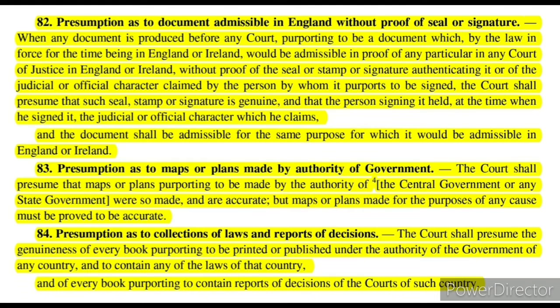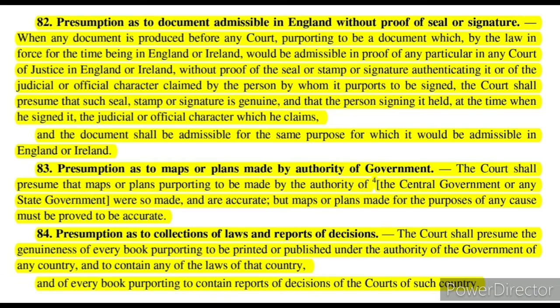Section 82 talks about presumption as to documents admissible in England without proof of seal or signature. So when any document is produced before any court purporting to be a document which, by law in force for the time being in England or Ireland, would be admissible in proof of any particular in any court of justice in England or Ireland without proof of the seal or stamp or signature authenticating it, or of the judicial or official character claimed by the person by whom it purports to be signed, the court shall presume that such seal, stamp or signature is genuine, and that the person signing it held, at the time when he signed it, the judicial or official character which he claims, and all those documents shall be admissible for the same purpose for which they would be admissible in England or Ireland.